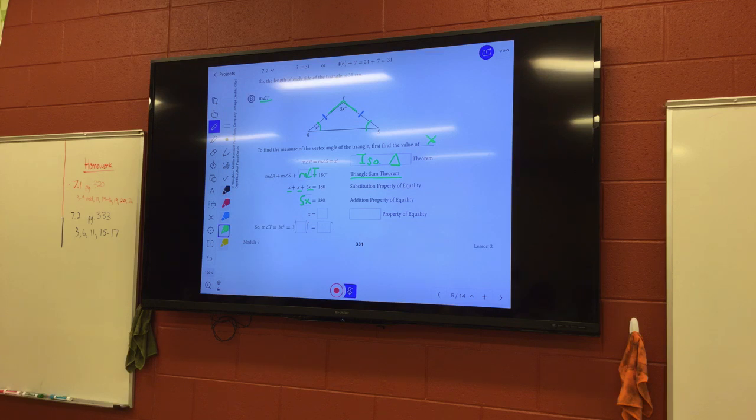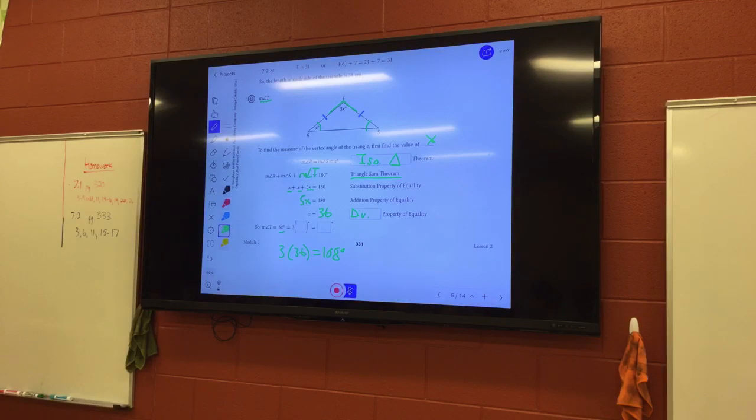Okay, so now I just divide by 5 to find my x, and I will get 36. I did that just by division. Now that I have my x, I just plug that into my angle T, which is 3x. So I just do 3 times 36. That'll give me 108 degrees.